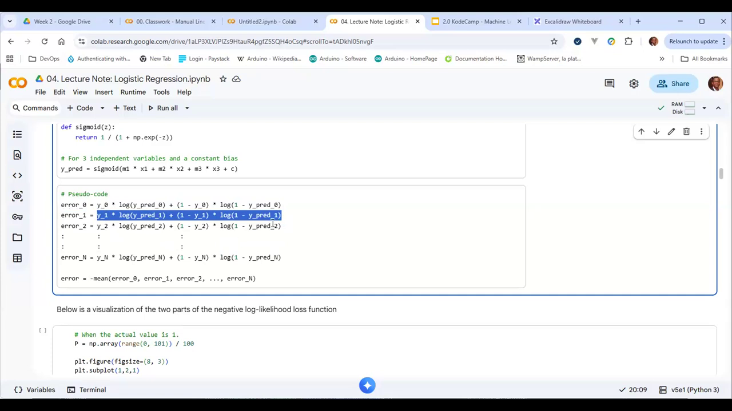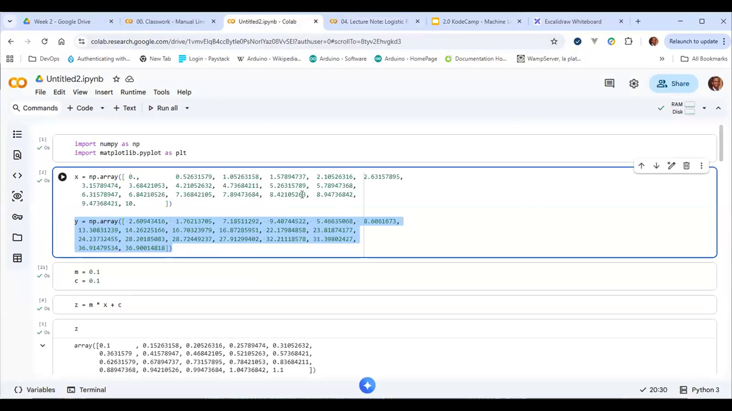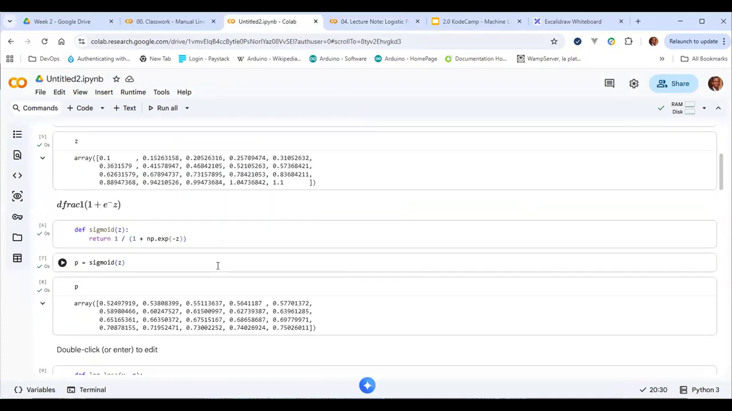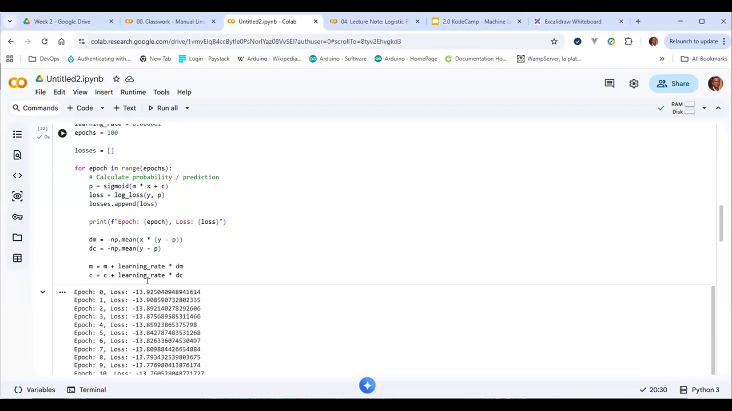So if you had a lot of data points, what I had here, we had about 20 data points. So you have an error for each data point, up to n data points. In this case, n was 20. So the total error will be the minus mean of that error, which is essentially what we did here. Minus mean of this.